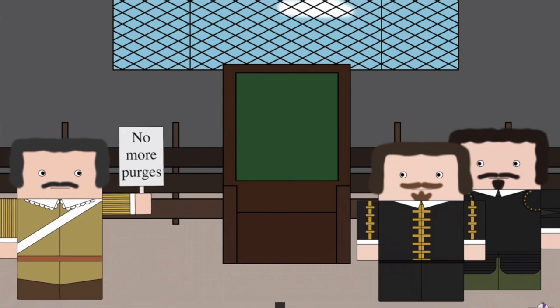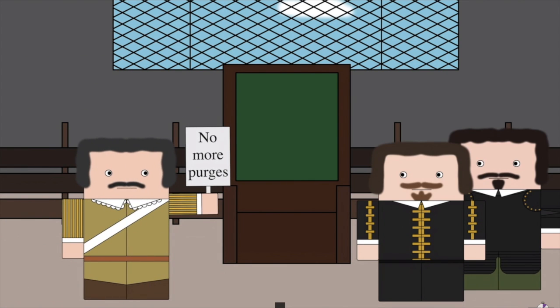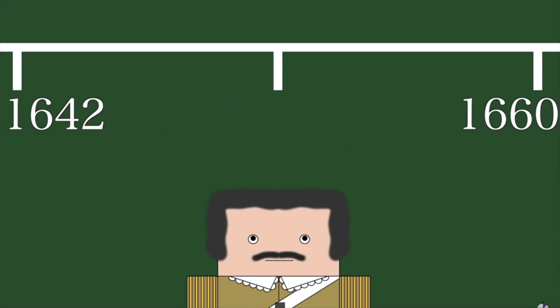Once in London, he reinstated all of the members of Parliament who had been ousted in Pride's Purge. In 1660, Parliament, the same one that had been in session since 1642, dissolved itself, hence why it is known as the Long Parliament.